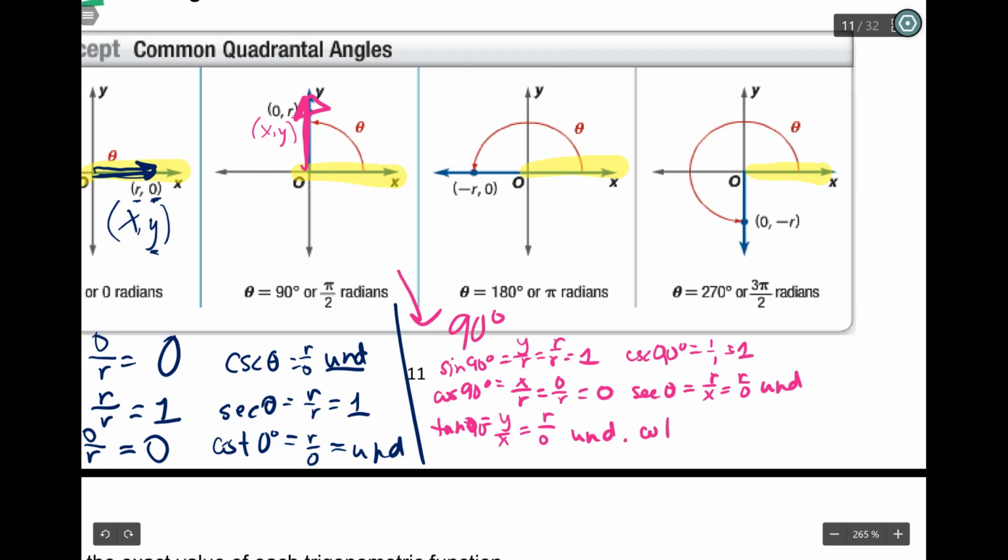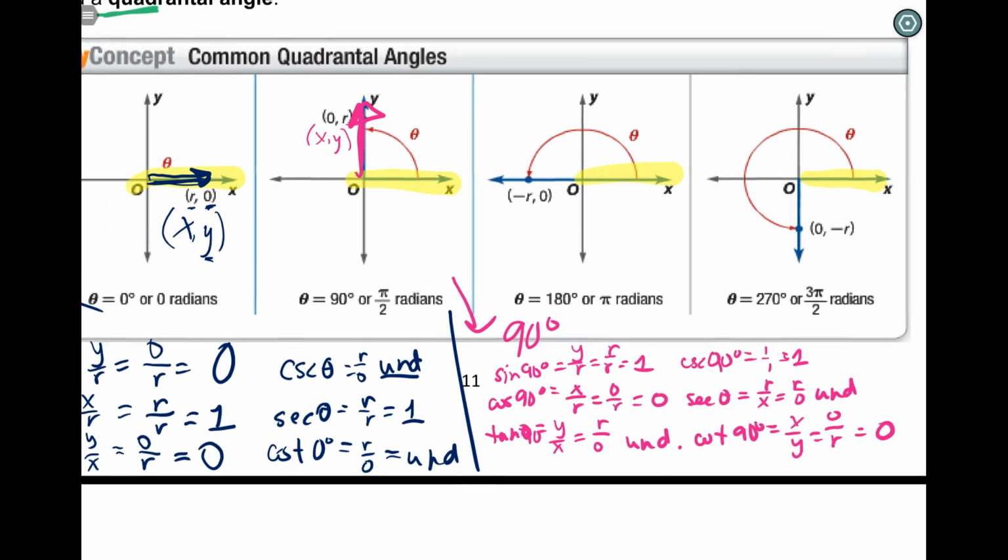And then cotangent of 90 degrees is going to be equal to x over y. Here, our x value is 0, because remember, this is for 90 degrees. Our x value is 0, and our y is r. So we get a cotangent of 0. So notice that when you have 0 on one of the sides, the reciprocal is going to be undefined, because then you'll be dividing by 0. So you see that here and here.